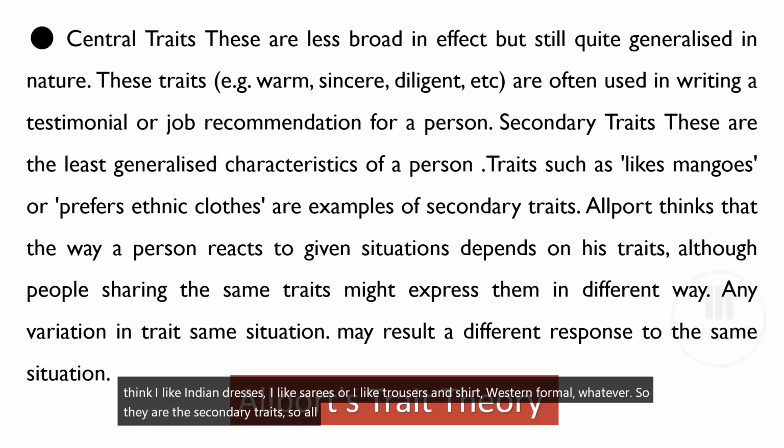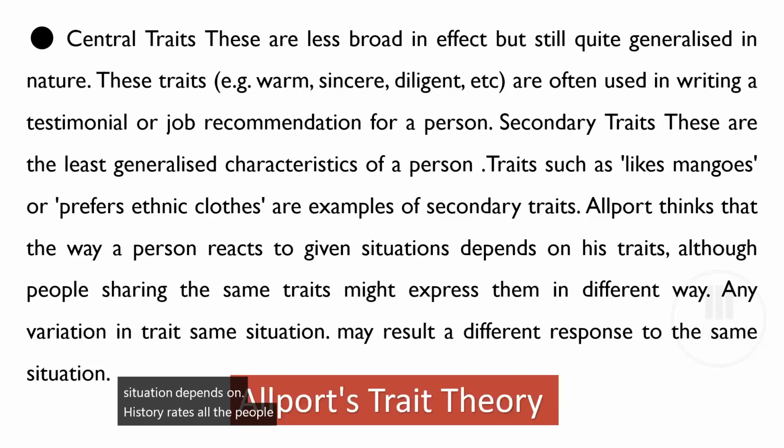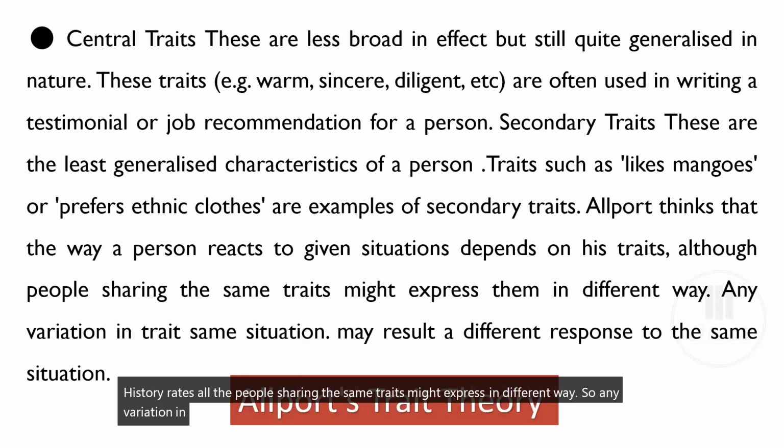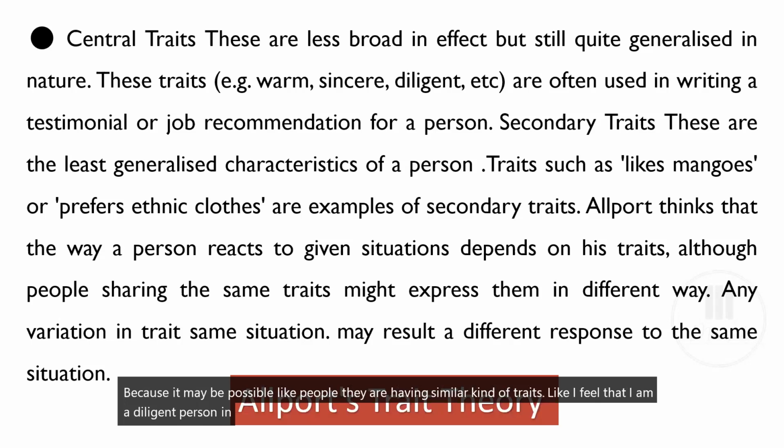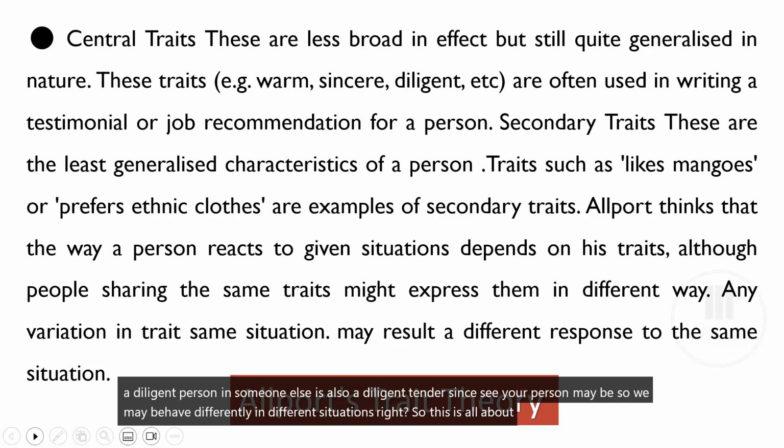So Allport thinks that the way a person reacts to a given situation depends on his traits. All the people sharing the same traits might express them in different ways. So any variation in the trait may result in a different response to the same situation, right? Because it may be possible that people have similar kinds of traits, like I feel that I am a diligent person and someone else is also a diligent and sincere person maybe. So we may behave differently in different situations, right? So this is all about Allport's trait theory.